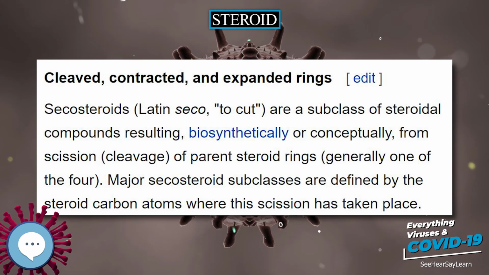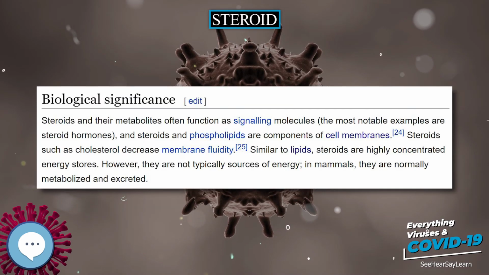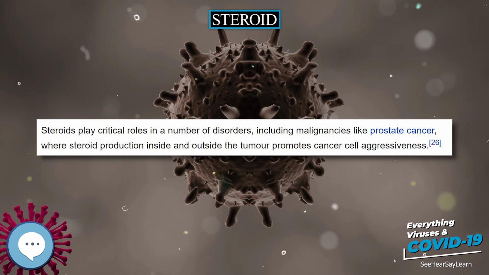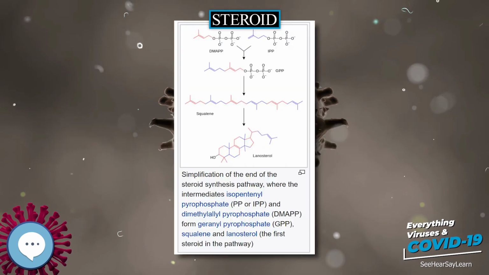Two classes of drugs target the malonate pathway: statins, like rosuvastatin, which are used to reduce elevated cholesterol levels, and bisphosphonates, like zoledronate, which are used to treat a number of bone degenerative diseases.